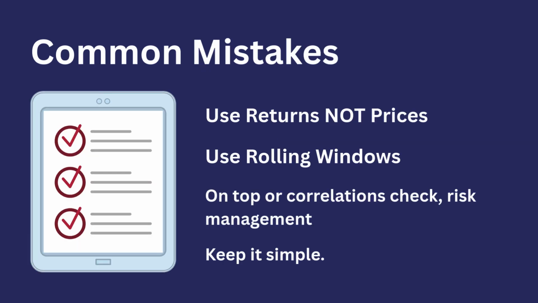Common mistakes. Using prices instead of returns, which inflates correlation. Using one fixed window forever: markets change, so use rolling windows and recheck weekly. Chasing false negatives: low correlation doesn't mean low risk. It just means different directionality. Still manage risk and stops. Overcomplicating: start simple. Index versus positions and top positions versus each other. That's it.